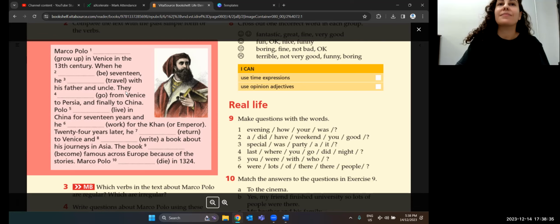They went. So we need the past simple of the verb go. It's went. They went from Venice to Persia and finally to China. Polo lived. He lived, so we added D. He lived in China for 17 years and he worked.